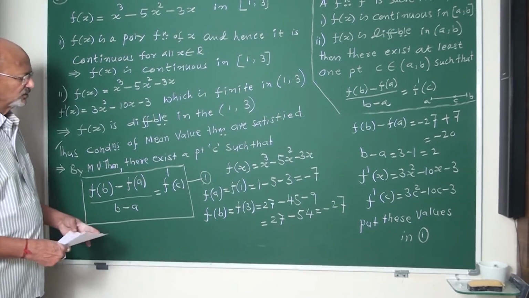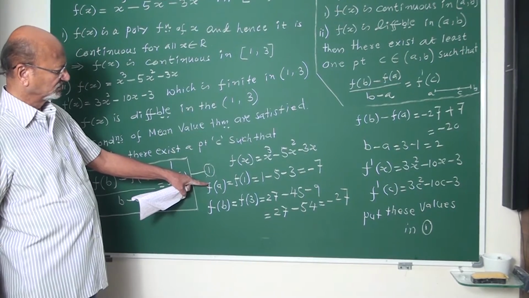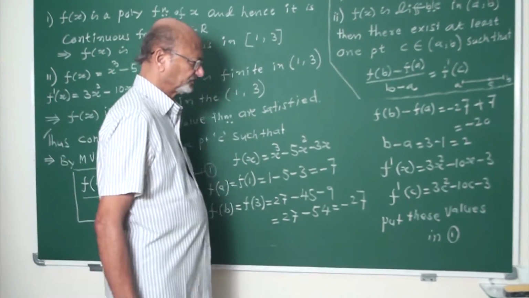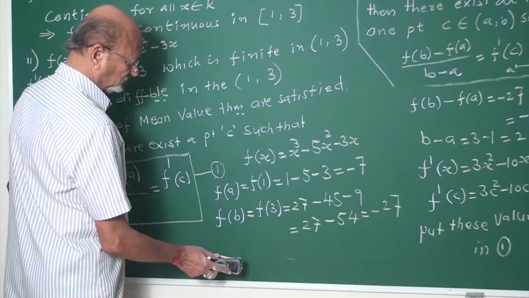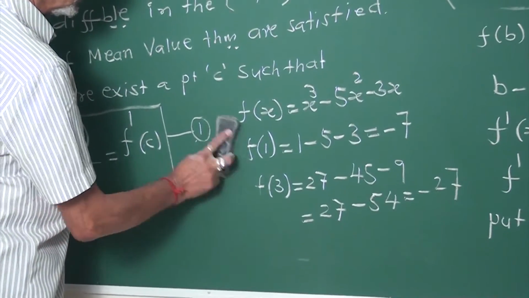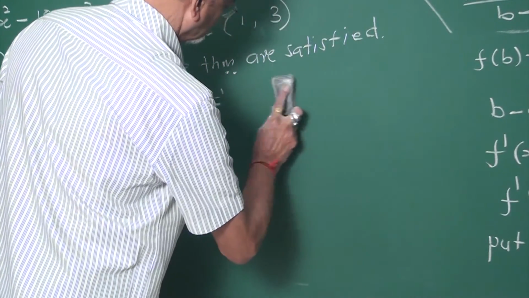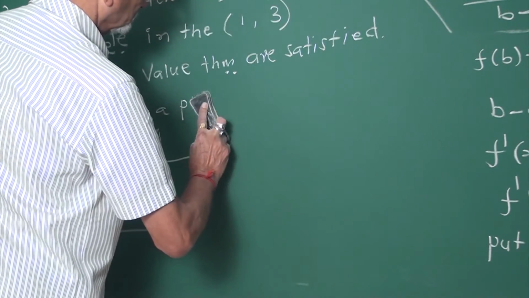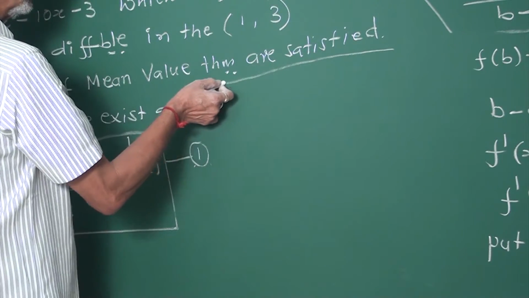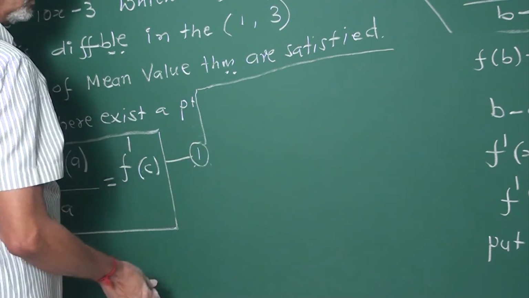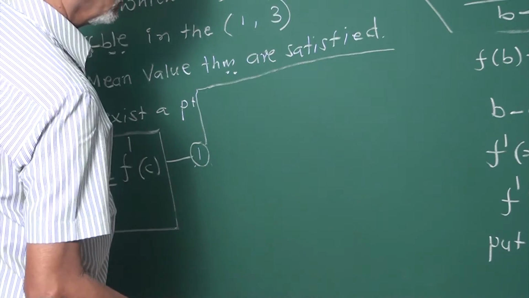Yes, my friends. So I will remove this. You copied this. Yes, friends, I take this. f dash c equal to 0 gives... no, we have to put the values.